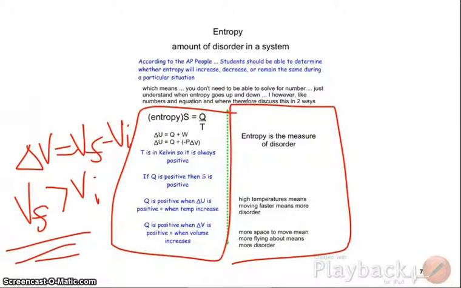So, more space, more disorder. Higher temperatures, more disorder.